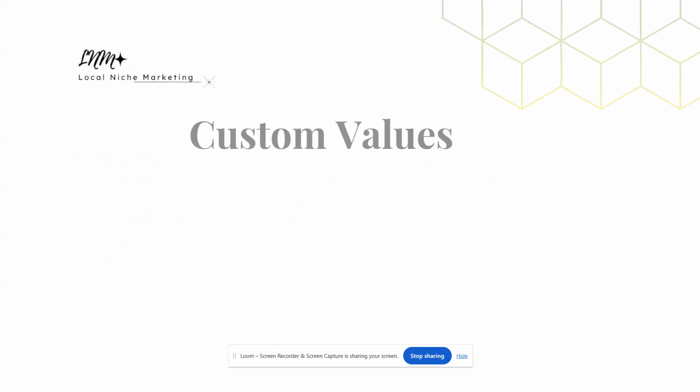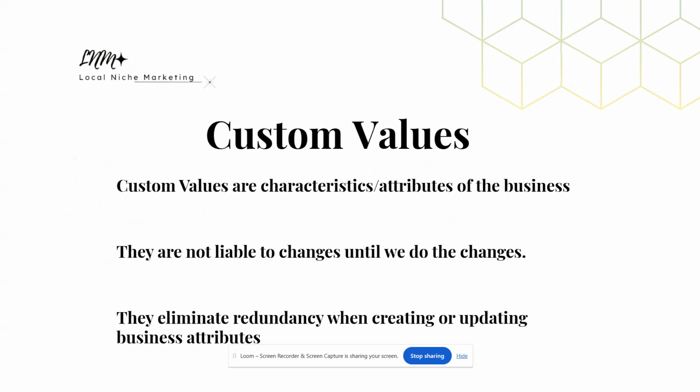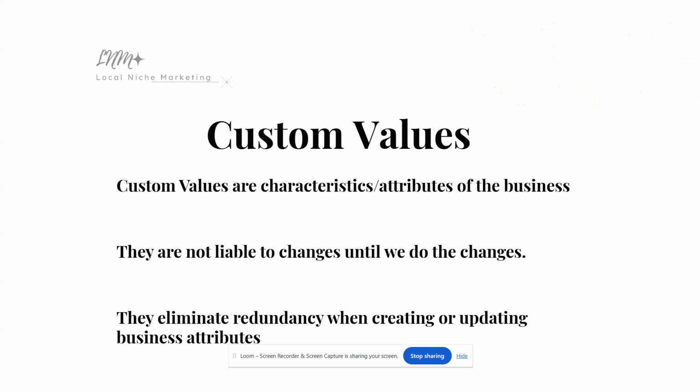Now, what are custom values? Number one, they are the characteristics, or you can say the attributes, of the business. They are not liable to change, and they actually reduce redundancy while working with funnels and workflows. What is the meaning of eliminating redundancy? We are going to see in our live example.